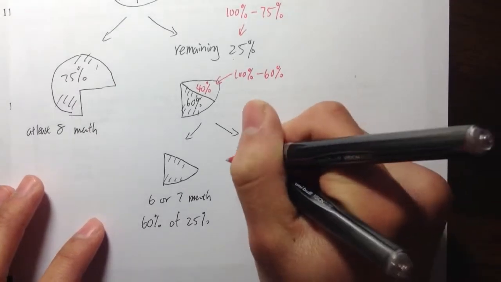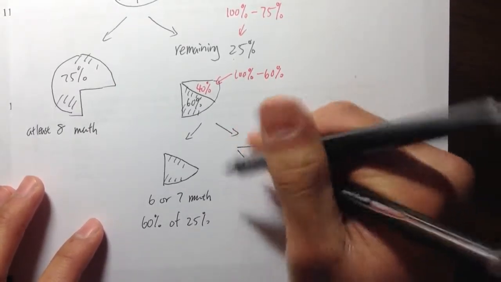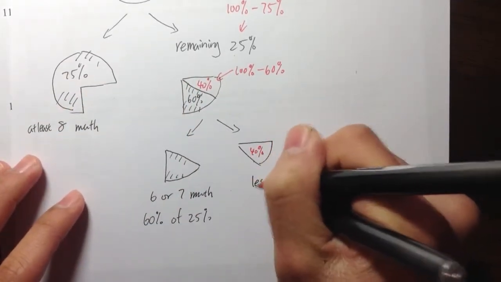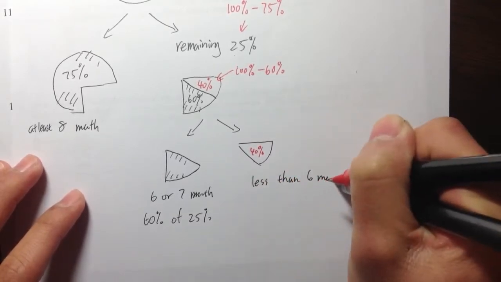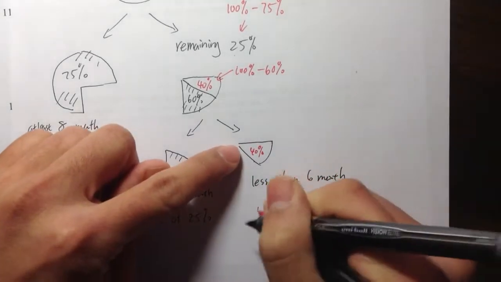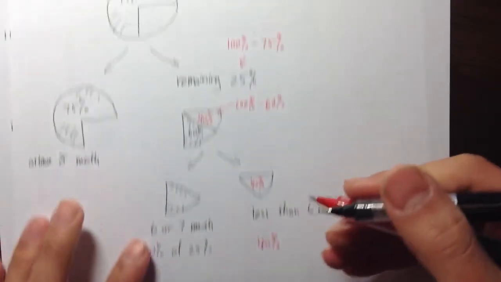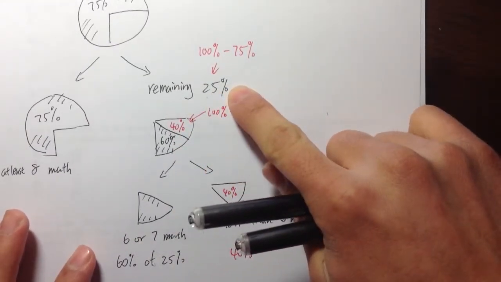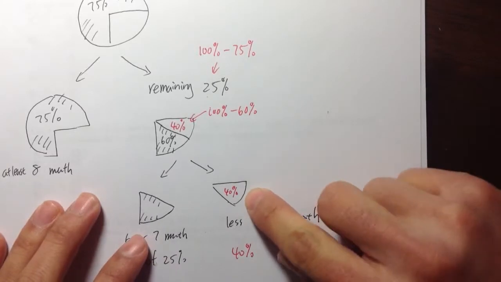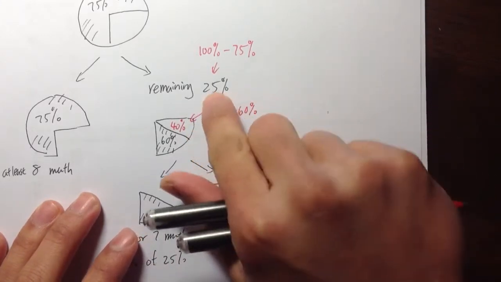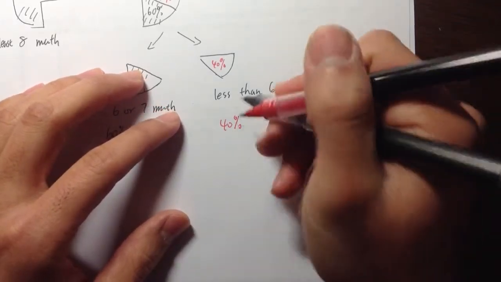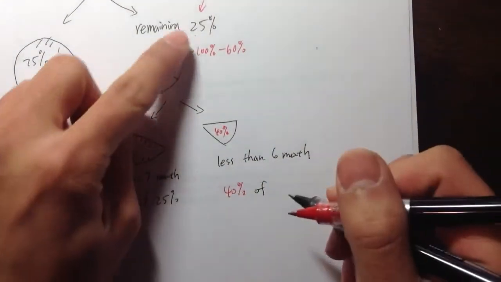So this part right here, this is the 40% of students, right? So less than 6 math courses. It's 40%, but it's not 40% of the entire. It's only 40% of the remaining, which was the 25%, right? This 40% only represents 40% of the 25%. So the percentage of the students who took less than 6 math courses is 40% of the 25%.